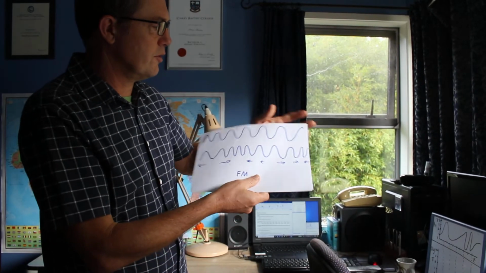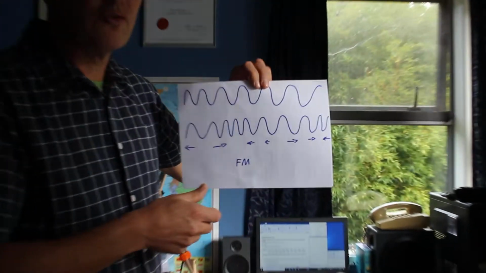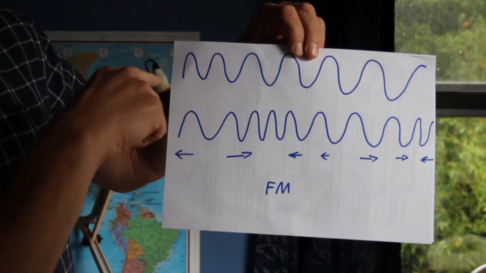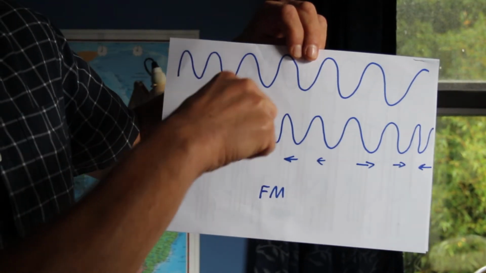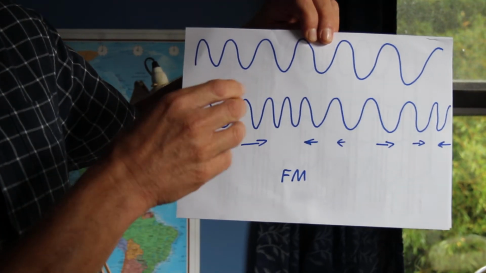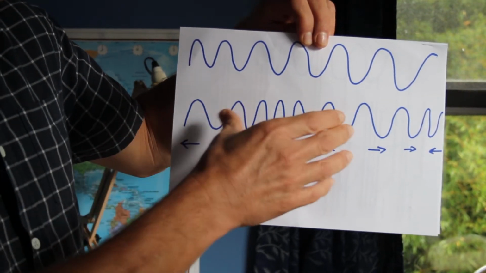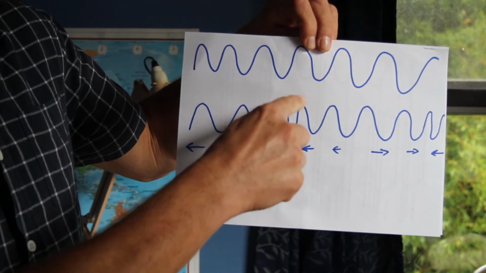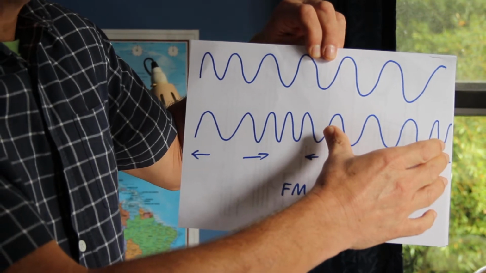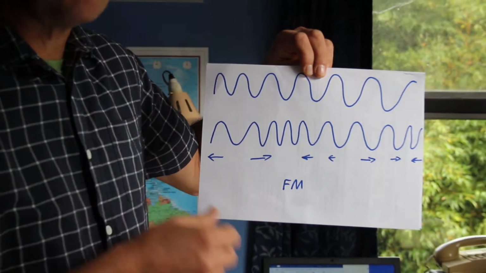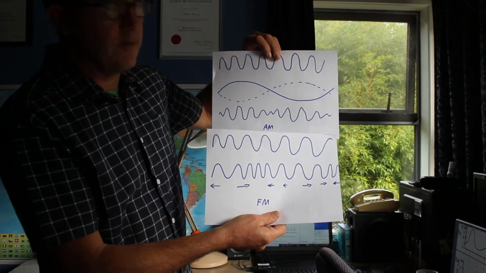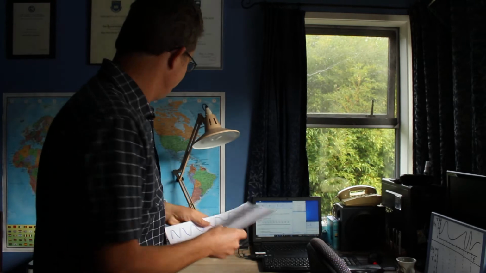Frequency modulation, on the other hand, is harder to draw. It's harder to understand, but we can just see the same sort of idea. You've got a standard wave, and it can be modulated by having the frequency compressed here, so there's a higher frequency in this section, and then there's a lower frequency in this section. And so the frequency is being modulated. So those are your two types of modulation, AM and FM, visually.